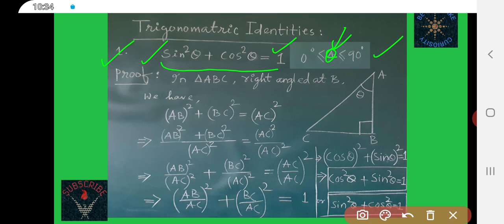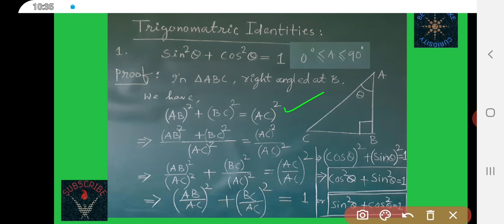Okay, now we shall prove. You take a right angle triangle ABC, and this angle is here theta. So you know the Pythagoras theorem, that is AB square plus BC square is equal to AC square. You know it, this Pythagoras theorem you use, then you write this.